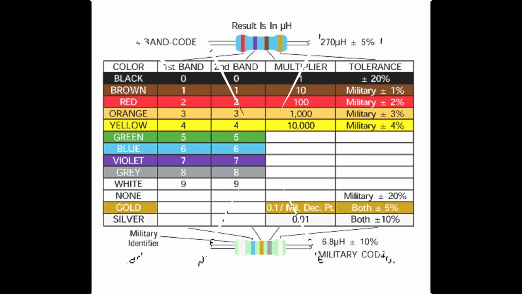The inductor uses the same nomenclature that is used in the capacitors and resistors. They have 4 bands and 5 bands. And so as we go along through these lectures, this will become more familiar, and you'll be able to determine what the value of the inductor is.